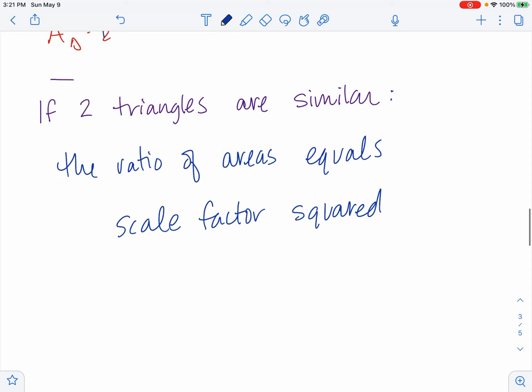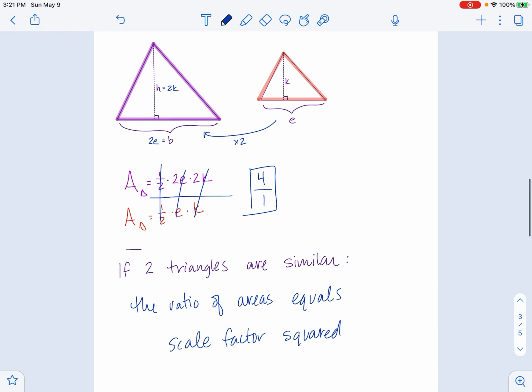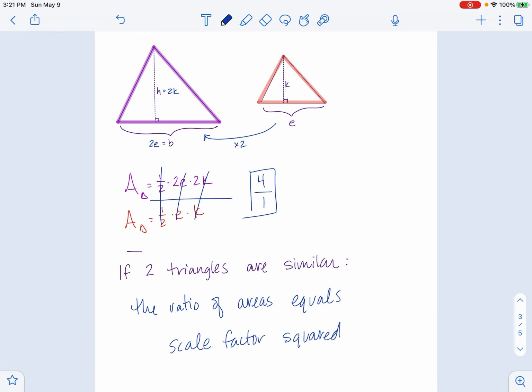Take a look at our last example that we just finished. What was my scale factor? My scale factor was times 2. What was the ratio of my areas? It was 2 times 2. And where did that come from? That came from 2 times 2 because each length that I was measuring got multiplied by 2.